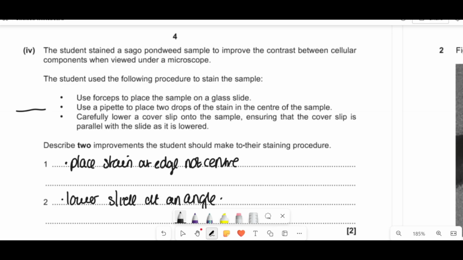There you go. Other things you could do as well, I've seen, you can say using more than one stain because you can get even more contrast if you stain different bits and bobs that stain specifically. Those are really it. And then I guess you could remove the excess stain as well by using blotting paper. But those are the ones that I see straight off the bat.